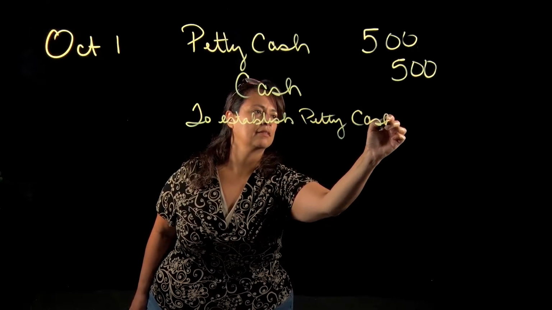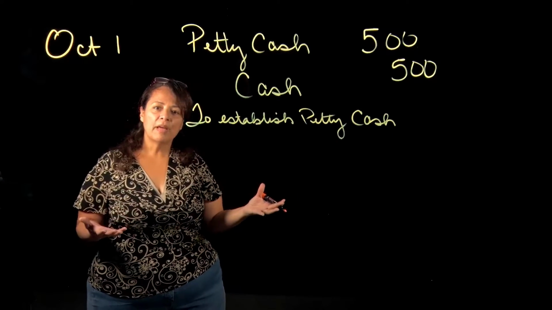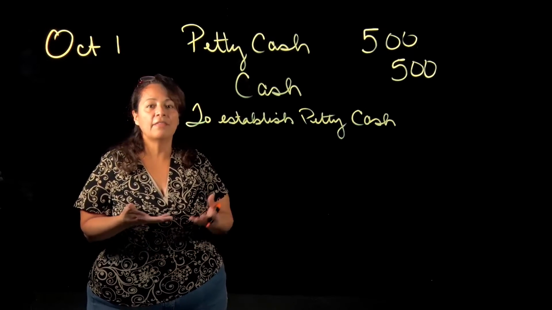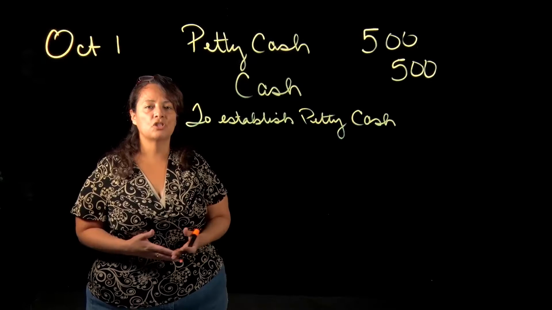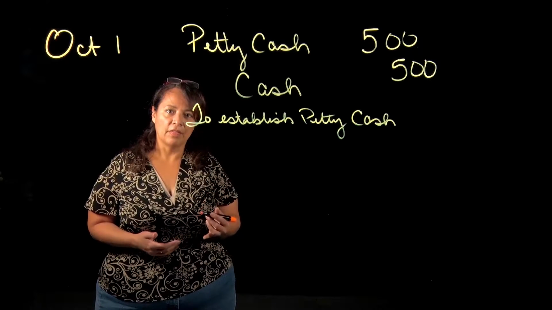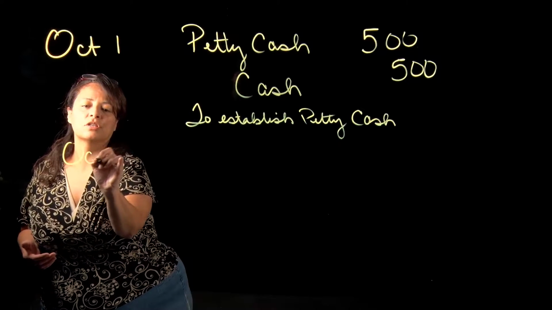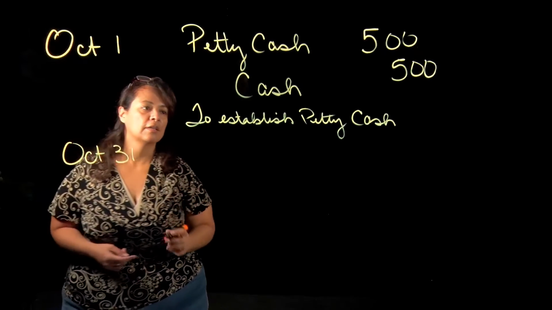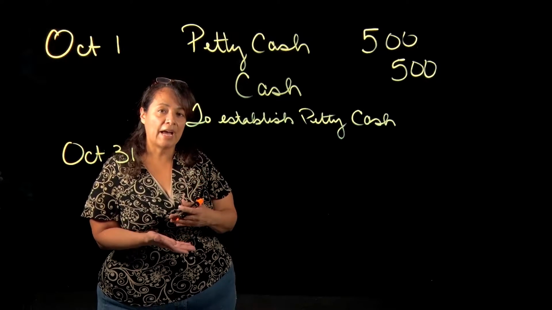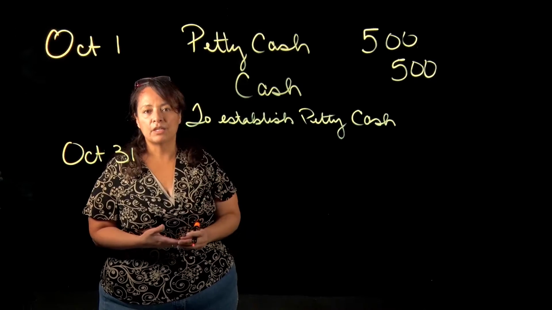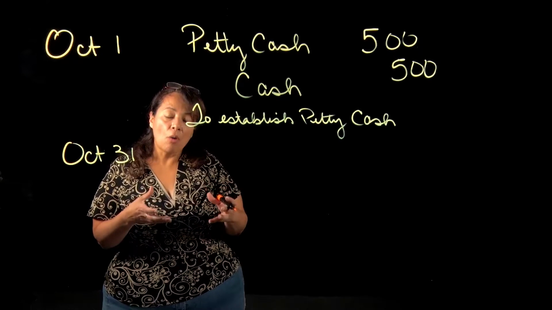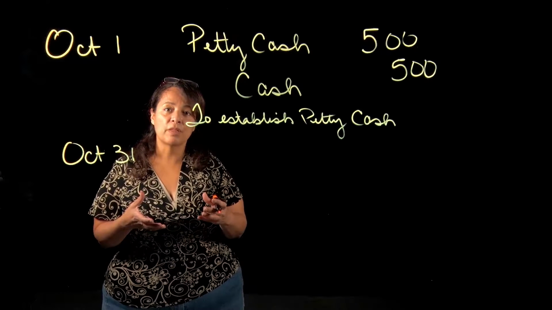All right. So throughout the month, your employees will come in and hand you receipts, and they expect to be reimbursed for minor expenditures throughout the month. So at the end of the month, on October 31st, we need to record those receipts into the accounts where they actually belong and replenish petty cash. So the first thing we're going to do is put all of those receipts into the accounts where they belong.